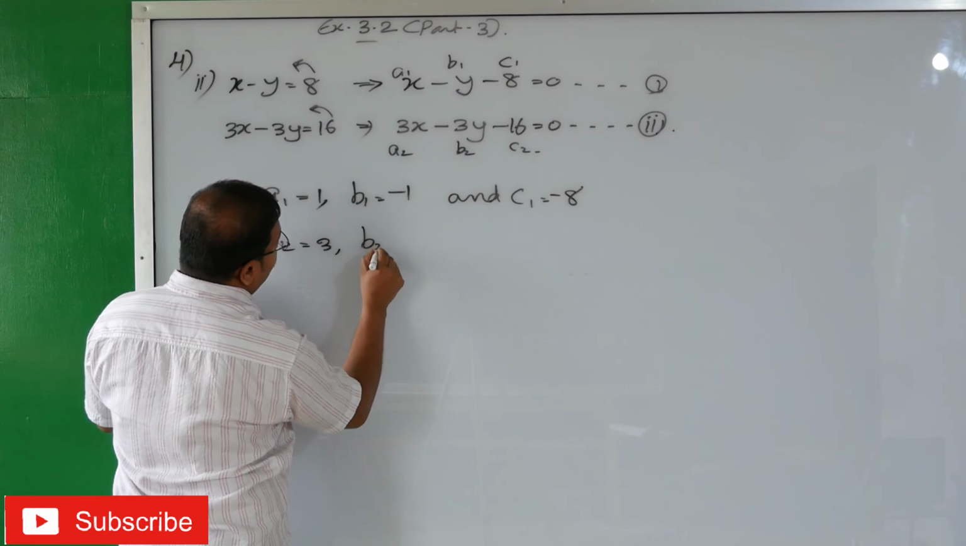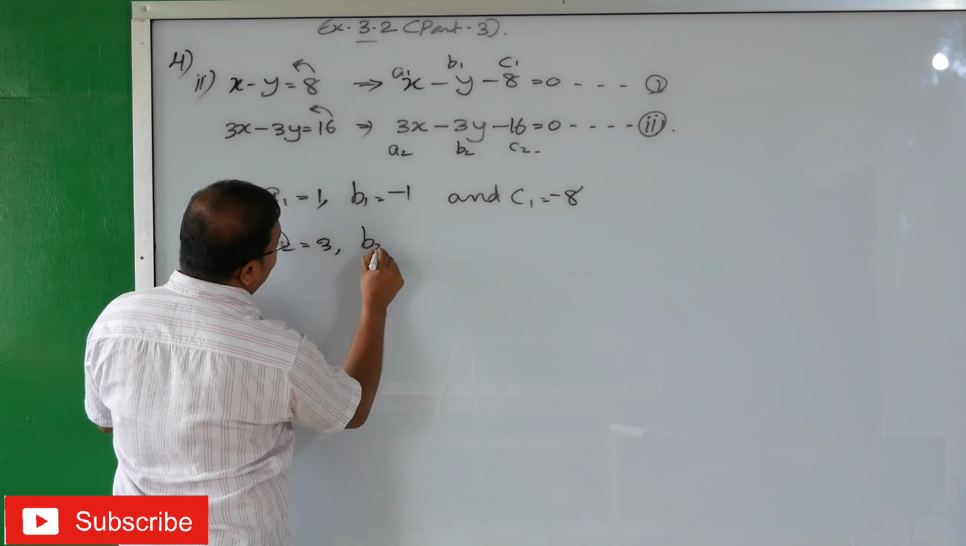a1 by a2 equals, what is the value of a1? That is 1 by a2, which is 3. Ready? Now b1 by b2, what is the value of b1? That is minus 1 by minus 3. Minus will cancel, we'll get 1 by 3. Ready? After that, c1 by c2, what is the value of c1? That's minus 8 divided by minus 16. Minus you can cancel. Now we'll cancel by 8. 8 ones are 8, 8 twos are 16. That means we'll get 1 by 2.